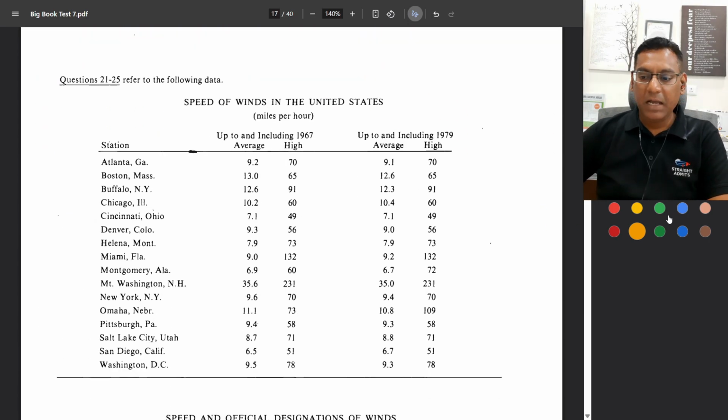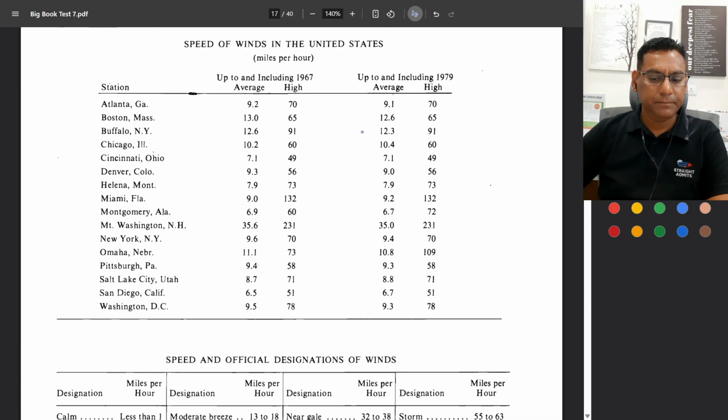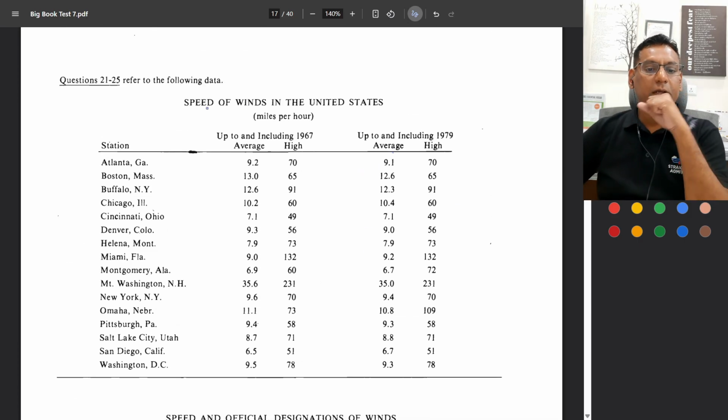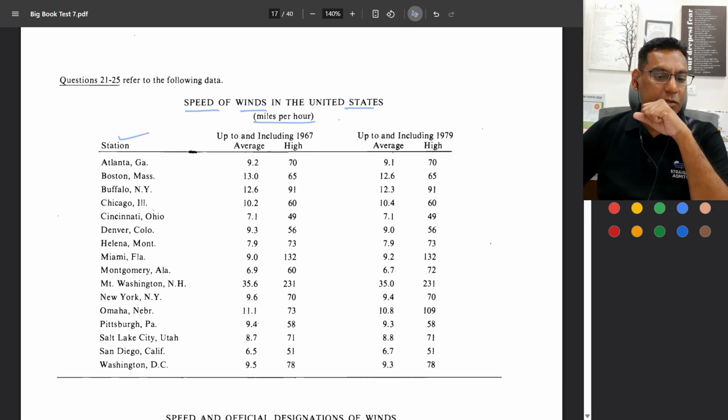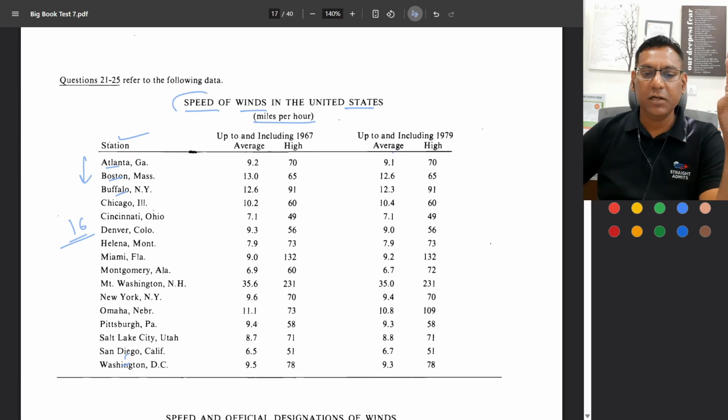I'm excited for the graph. Let's see. It doesn't look like a graph, looks more like a table. There are two tables. We'll see. Speed of winds in the US, miles per hour. There are certain stations, 1, 2, 3, 4, 5, 6, 7, 8, 9, 10, 11, 12, 13, 14, 15, 16. 16 stations. I don't know if that counting was useful or not, but they are given alphabetically. These are all places: Atlanta, Boston, Buffalo. So in these stations they have calculated speed of winds up to and including 1967.